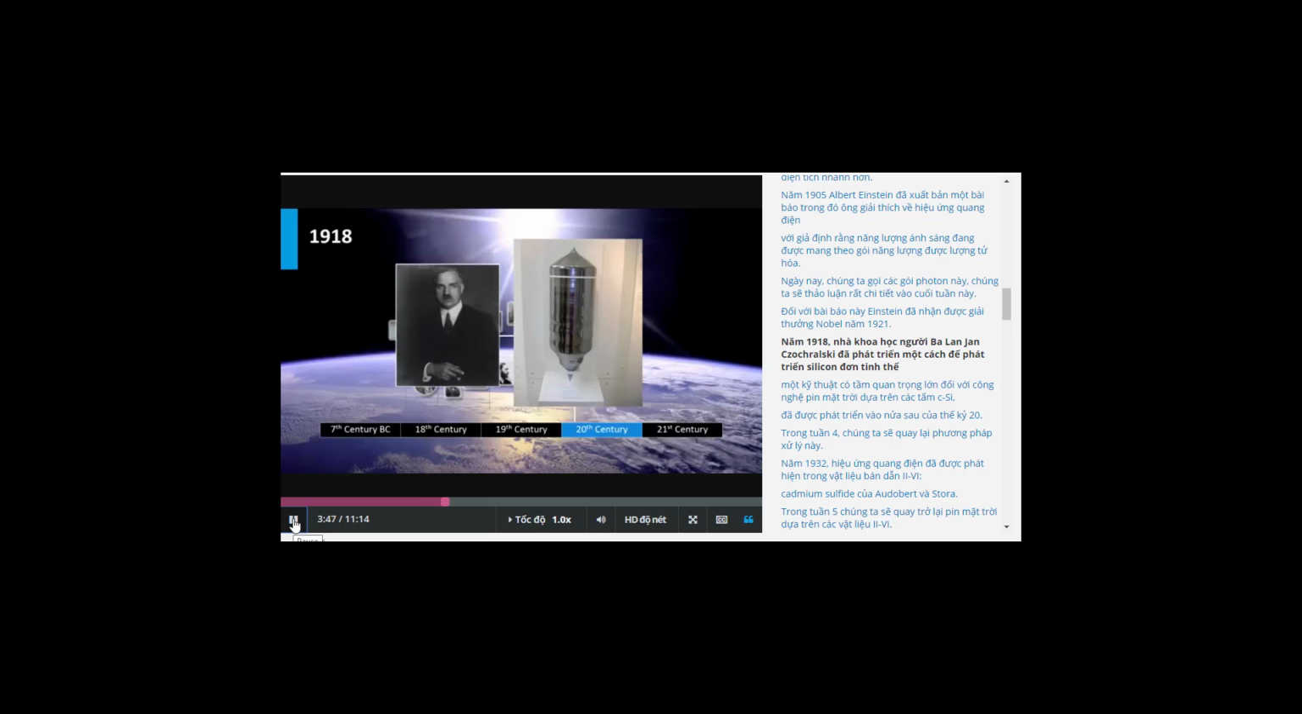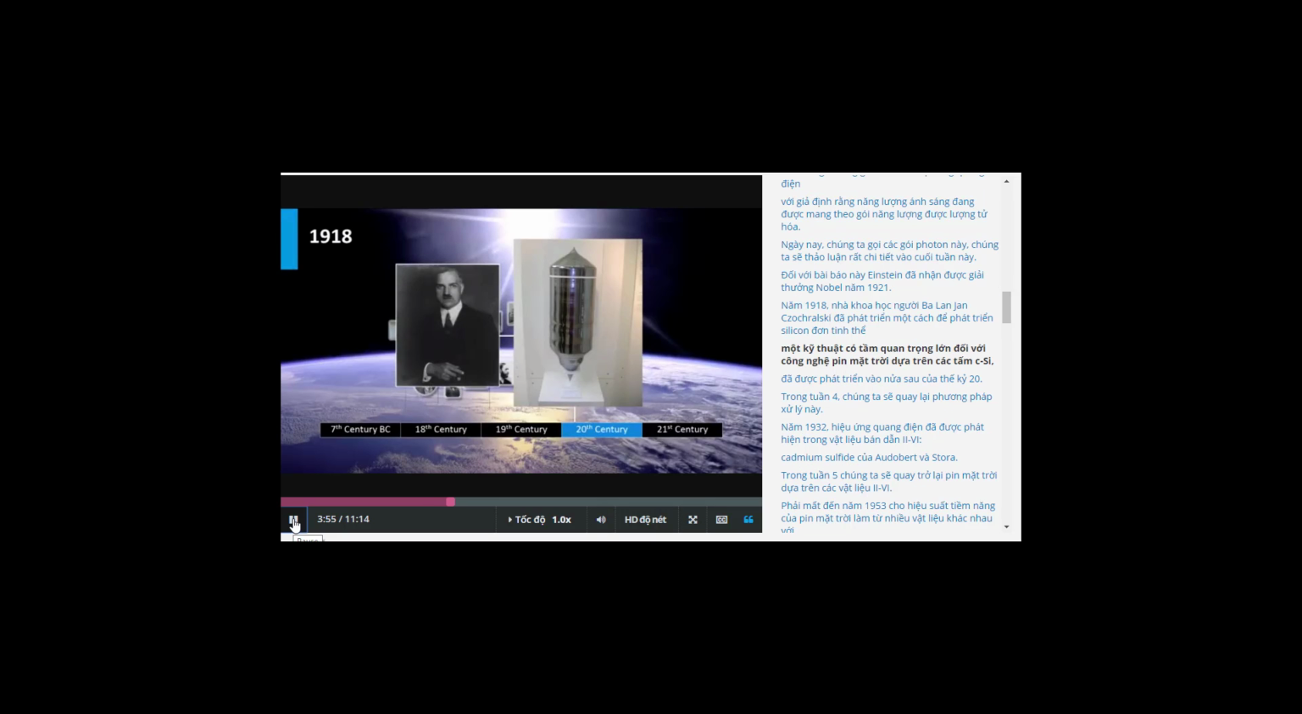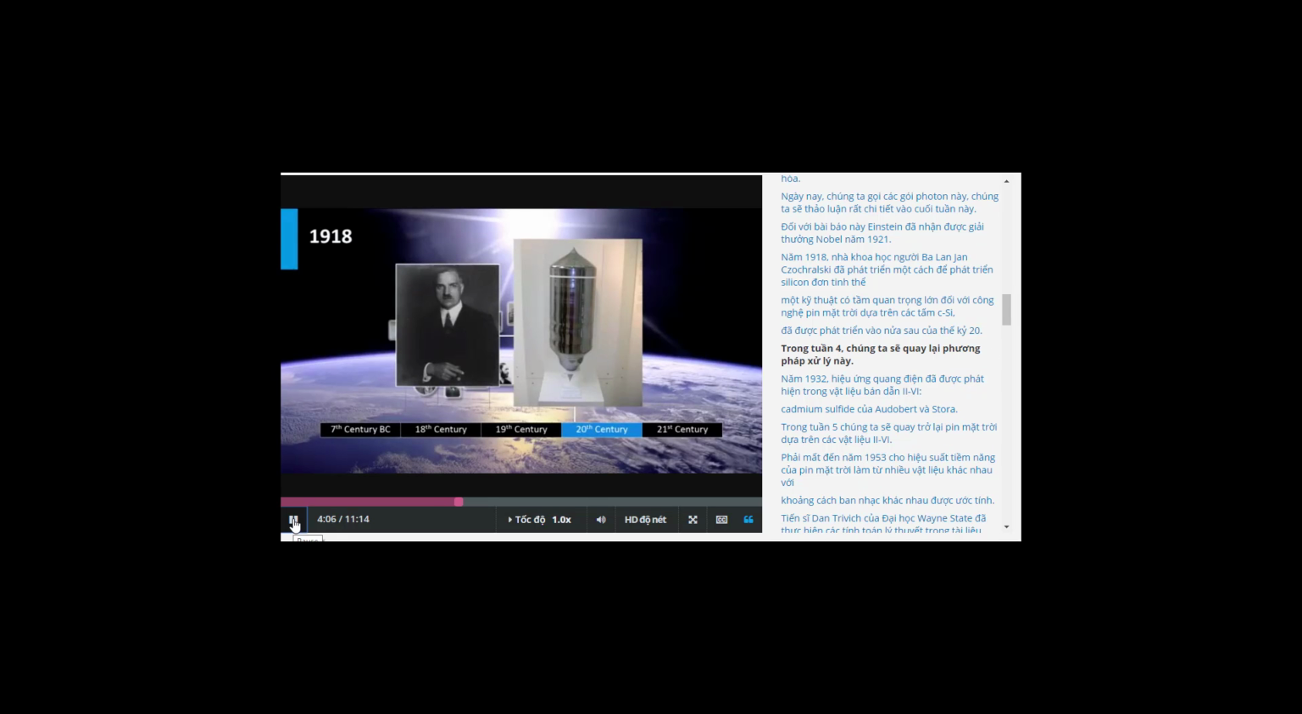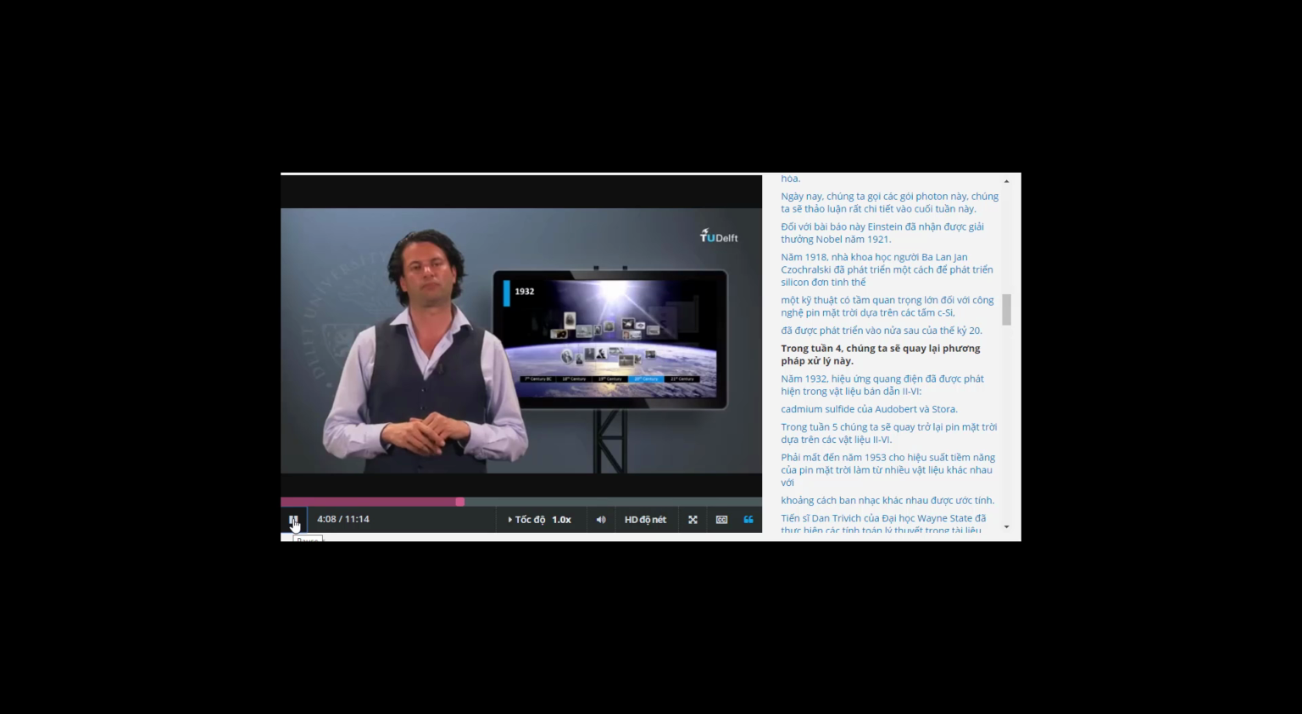In 1918, the Polish scientist Jan Czochralski developed a way to grow single crystalline silicon, a technique of great importance for the solar cell technologies based on crystalline silicon wafers, which has been developed in the second half of the 20th century. In week 4, we will come back to this processing method.